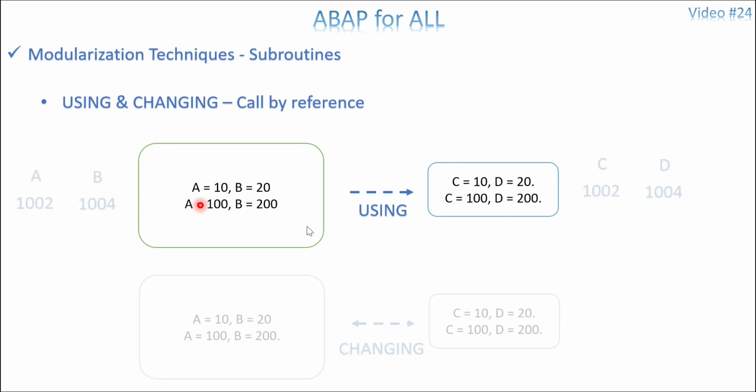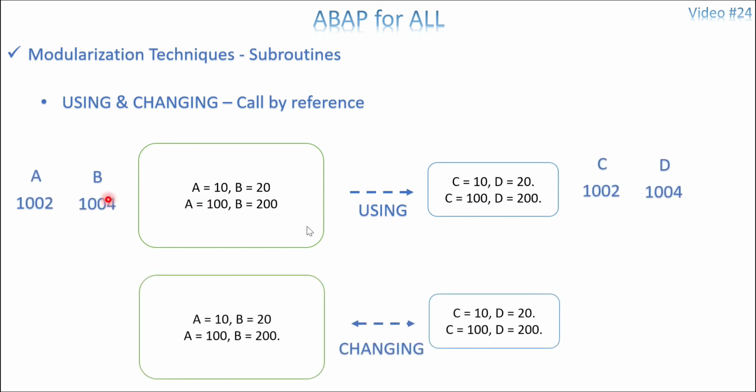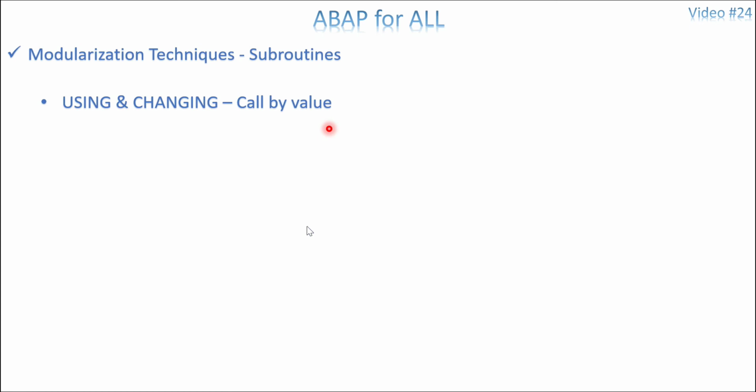So here the address is the same for A and C, B and D. So whether it's using or changing, whenever a change happens, it immediately reflects in your actual parameter because of call by reference. Okay, so there is no difference between using and changing if you use call by reference. Next, using and changing with call by value.